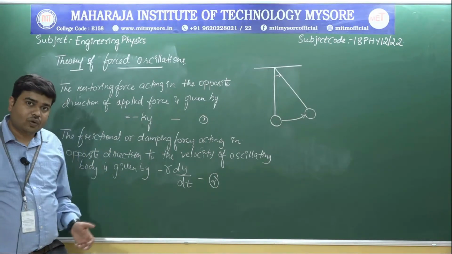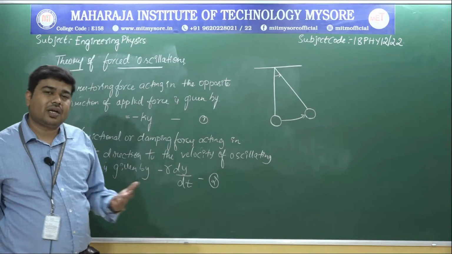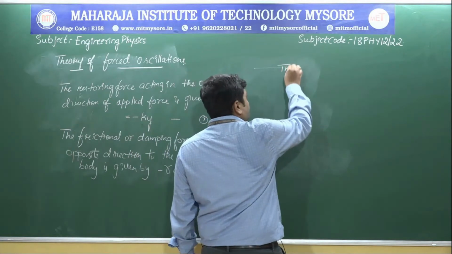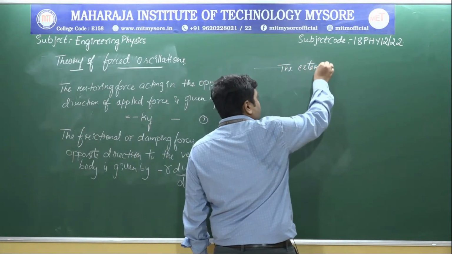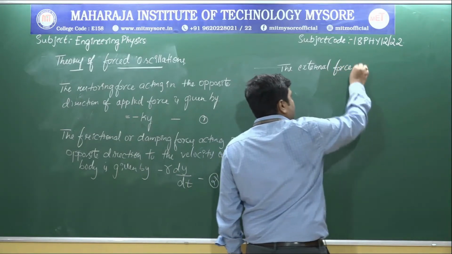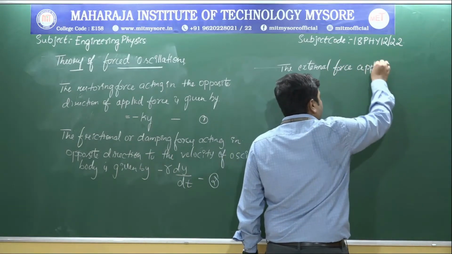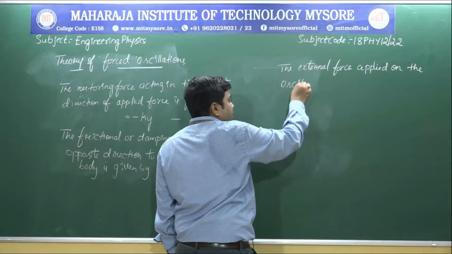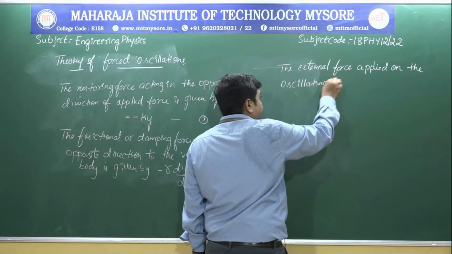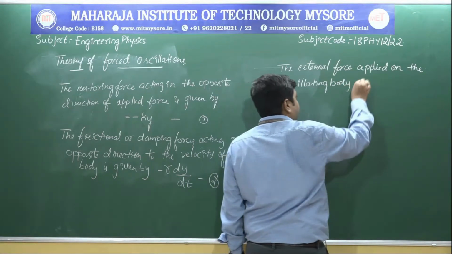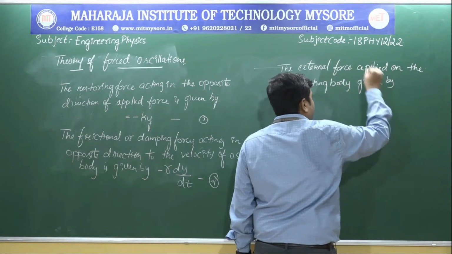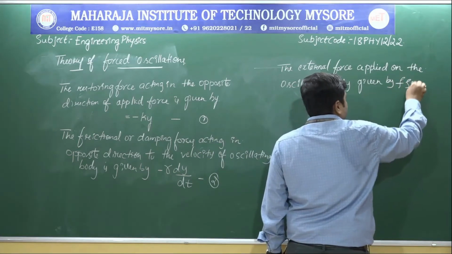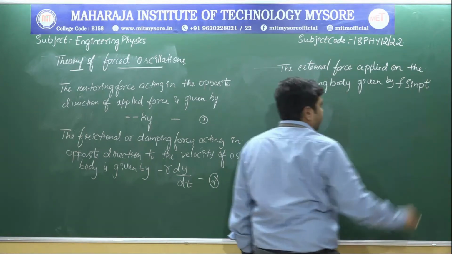Now, we have the third force, which makes the body oscillate continuously without decreasing the amplitude of the oscillating body. The external force applied on the oscillating body is given by F sin Pt.